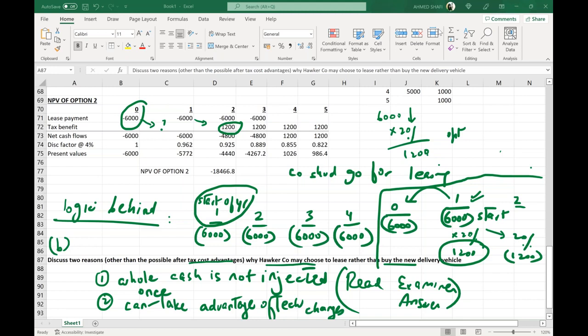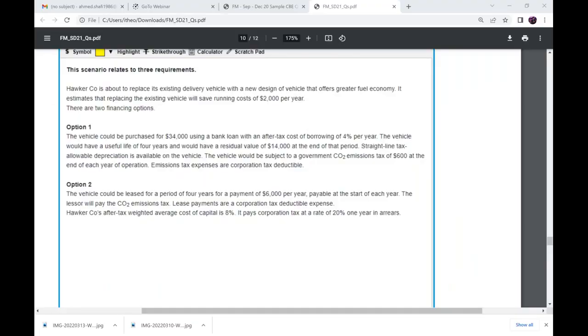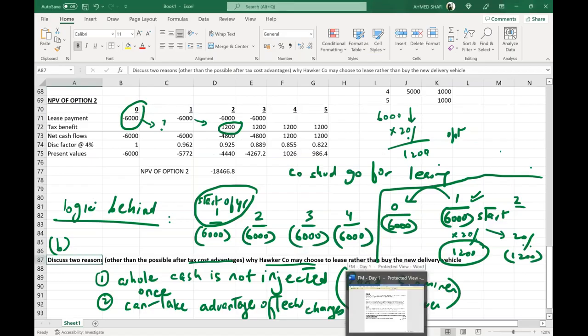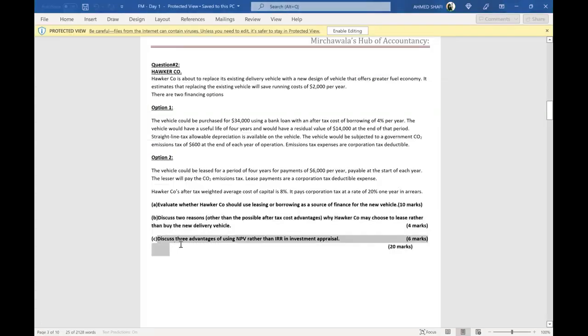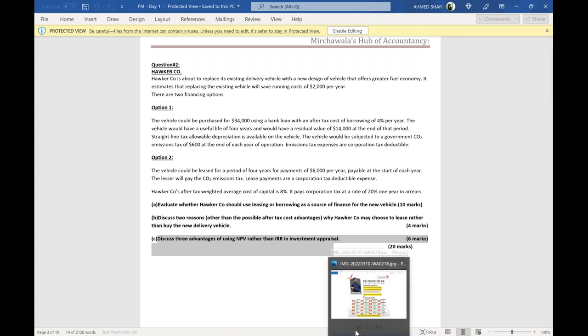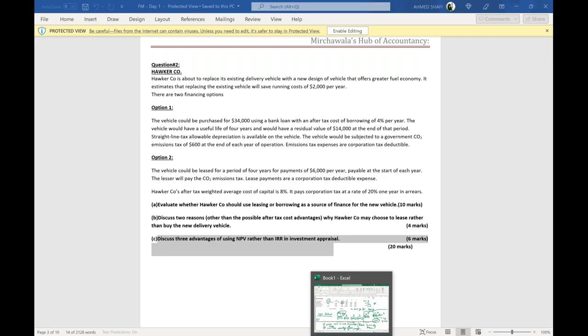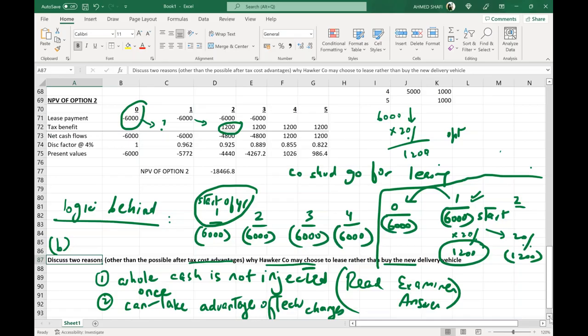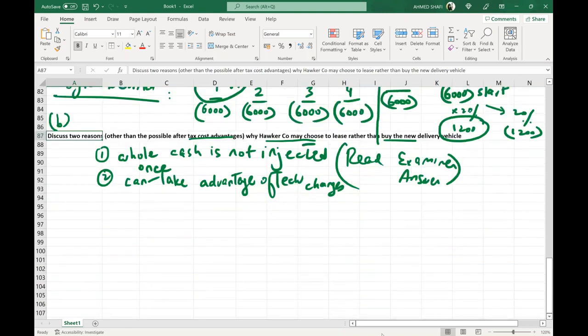Okay, last part now before ending the class. Discuss three advantages of using NPV rather than IRR. It's a golden requirement, three advantages of using NPV over IRR. Okay, you can directly learn them from the book. Remember, this is not a case study requirement. It's just a random requirement. In the study text, there are advantages of NPV, disadvantages of NPV, advantages of IRR, disadvantages of IRR. So you have to write three advantages of NPV over IRR.